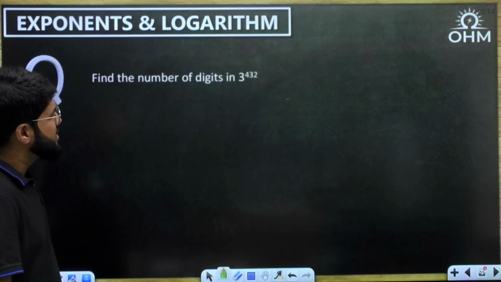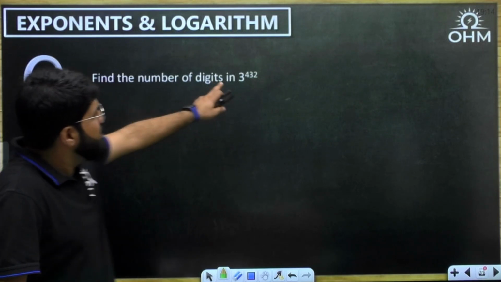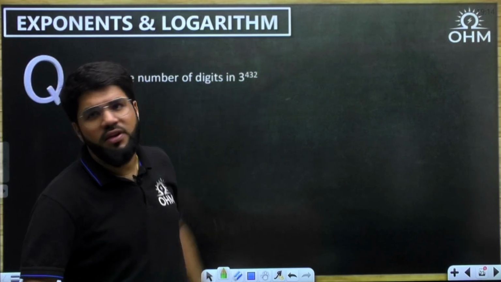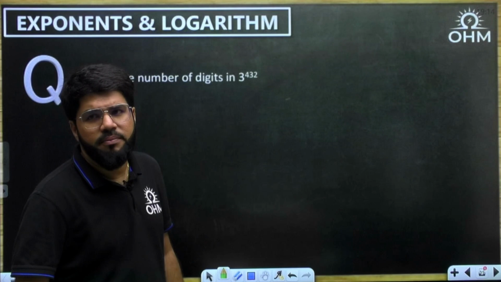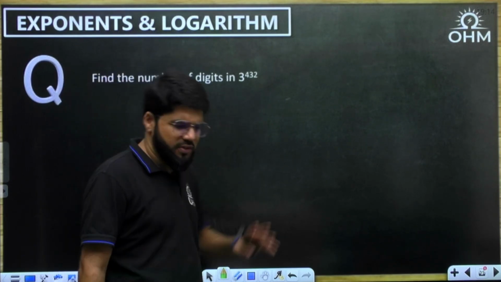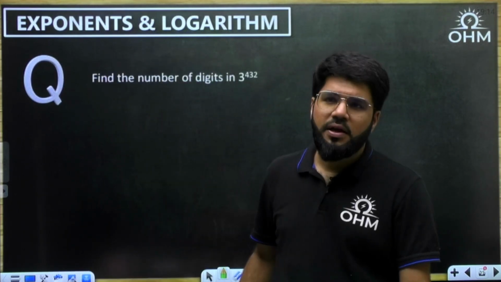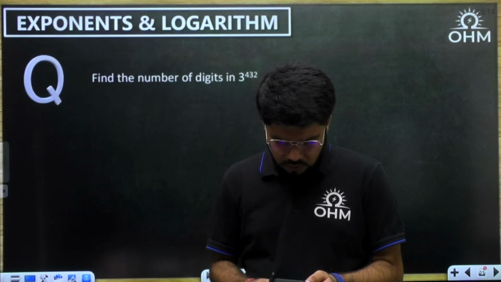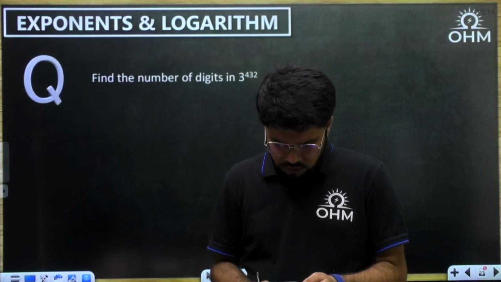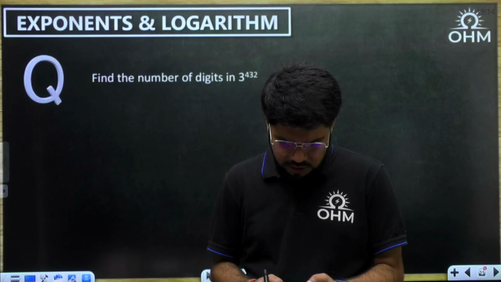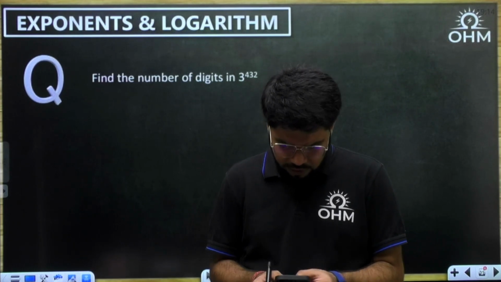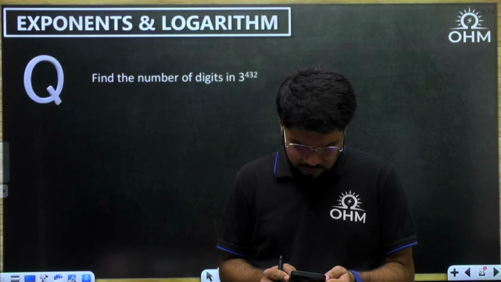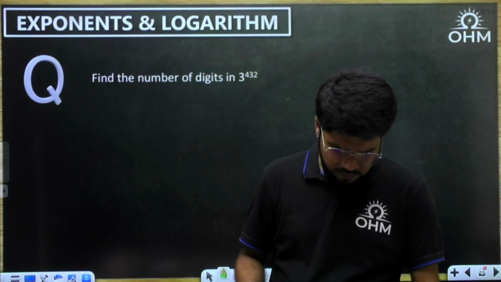Find the number of digits in 3 power 432. Now, most likely you try this with a calculator. Find the value of 3 power 432. It will give you out of range or math error, or it will not give you the answer. It's going to be a large value. So what is the answer for this? We can definitely solve it using log.